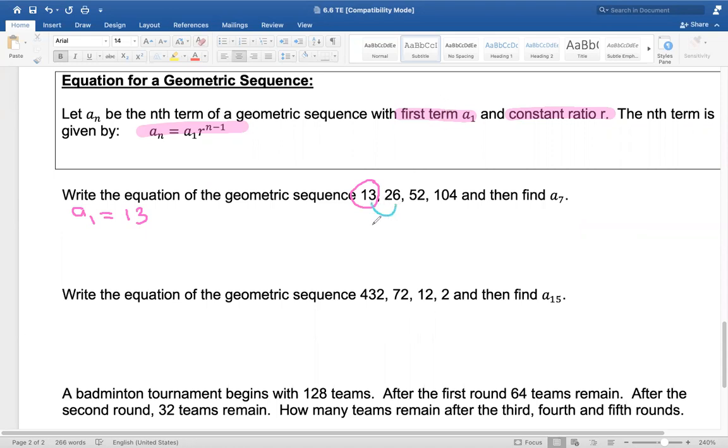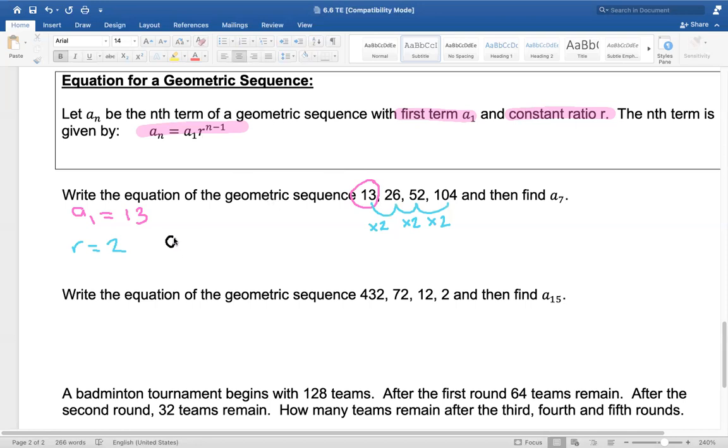Well, from 13 to 26, I times 2. 26 to 52, I times 2. And then times 2 again. Right? I'm timesing by 2 each time. So R equals 2. Once you have all this information, we're just going to plug it in.